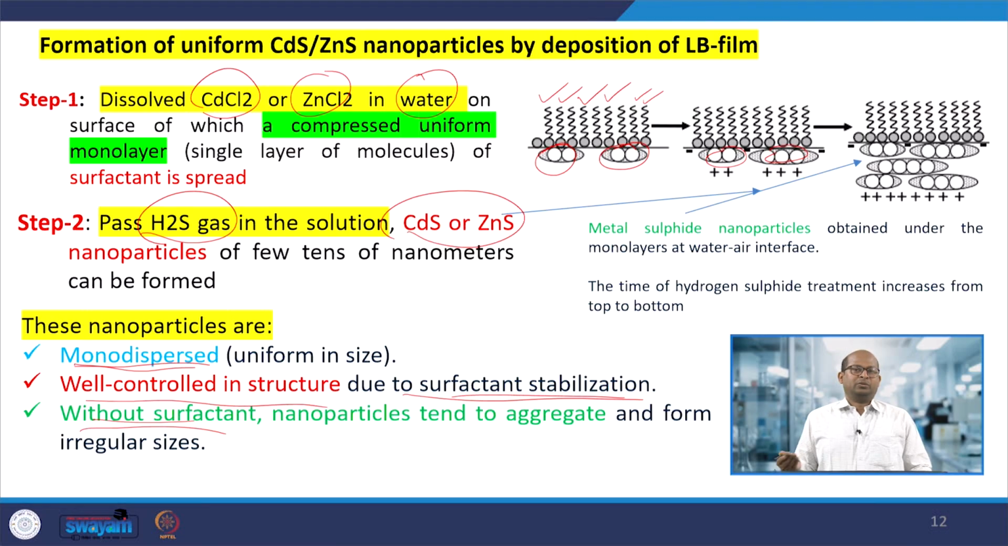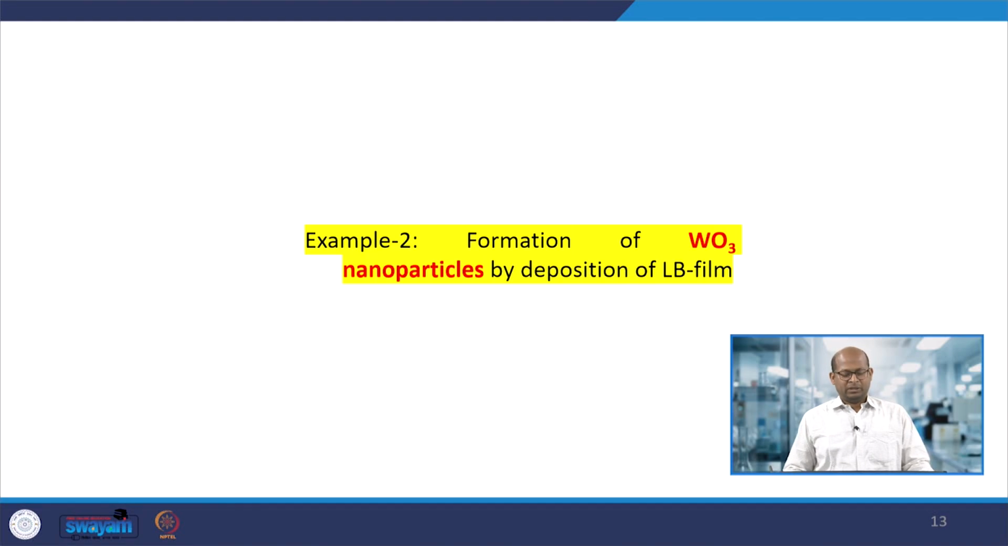If we do not use any surfactant or amphiphilic molecules, we can also prepare nanoparticles the conventional way, but in that case there would be aggregation and irregular, different sizes of particle formation. However, by using a particular amphiphilic molecule or surfactant, we can get well controlled structures when the particles form.